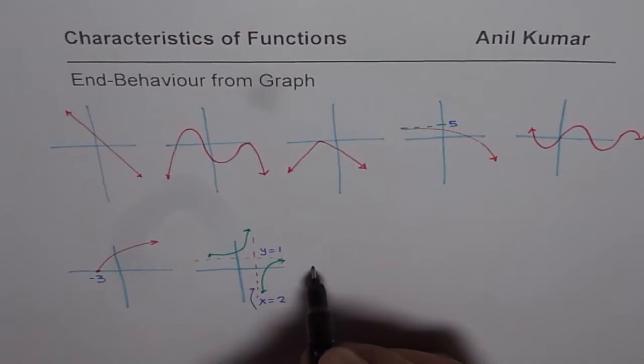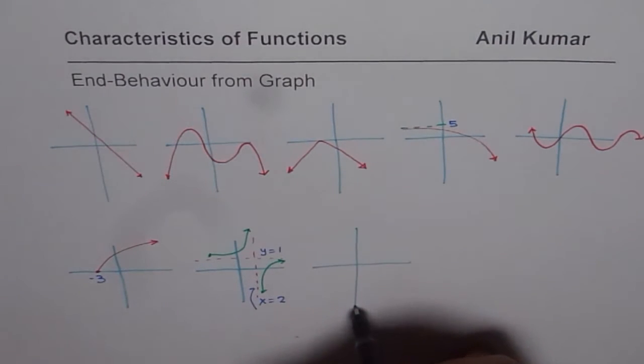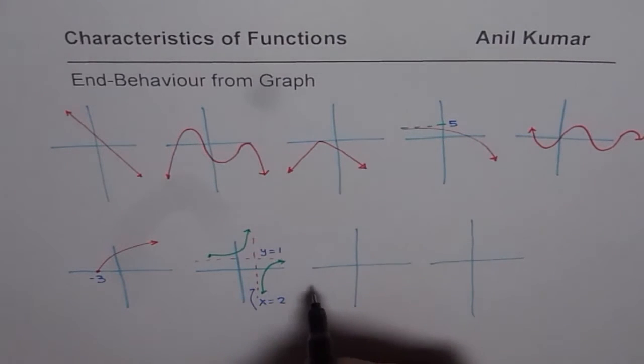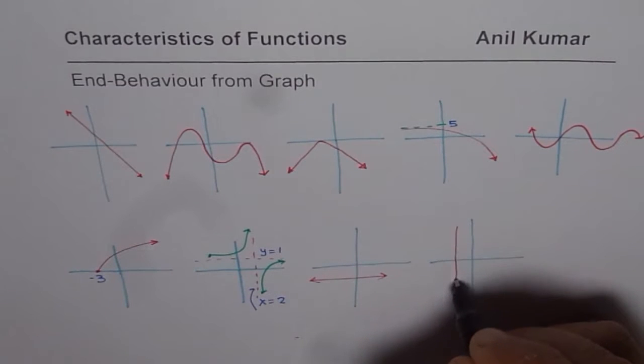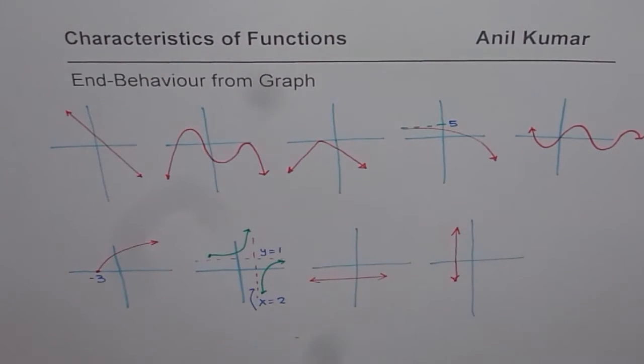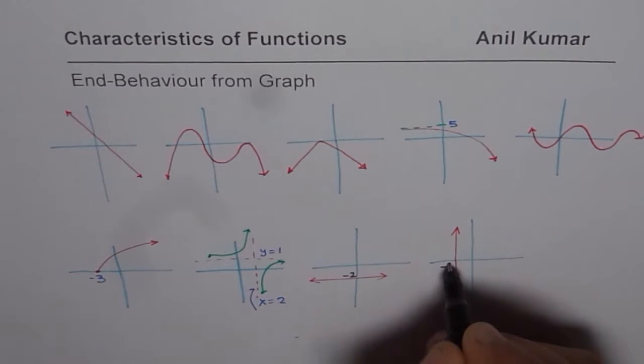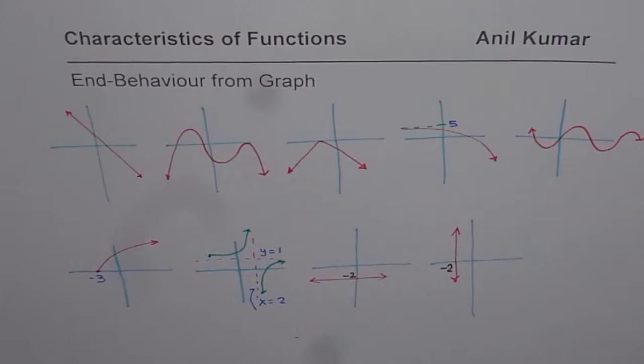Here are two very interesting cases which are sometimes difficult to answer. One is a horizontal line, and the other one is a vertical line. You need to write the end behavior for these functions. Let's say this is at minus 2 and this is also at minus 2. So you can pause the video, copy these, and write down the end behavior of these functions.